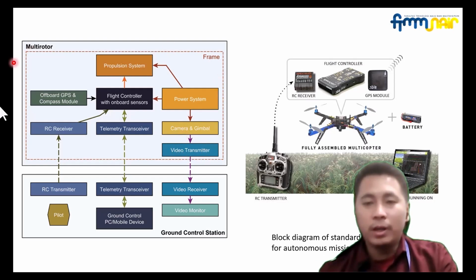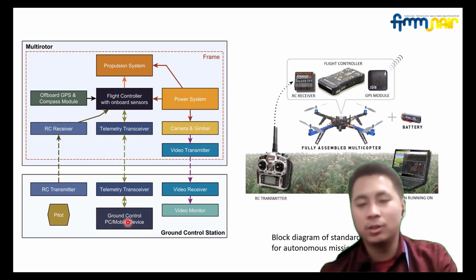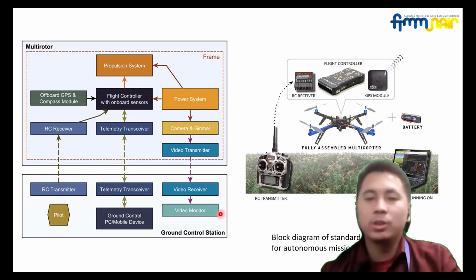And we divide it as the multi-rotor and ground control station. The ground control station has a video receiver, video monitor, and maybe you will use a ground control with a PC or mobile device that is connected to a telemetry transceiver, and you use an RC transmitter as well. So this is the environment of how the multi-rotor works.